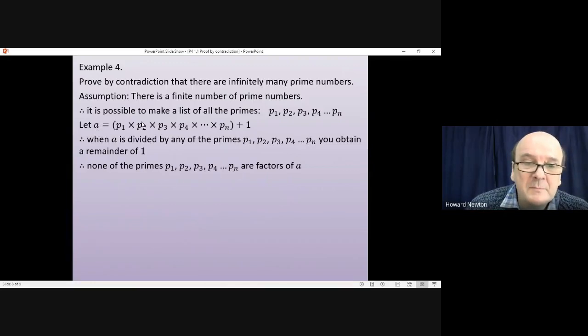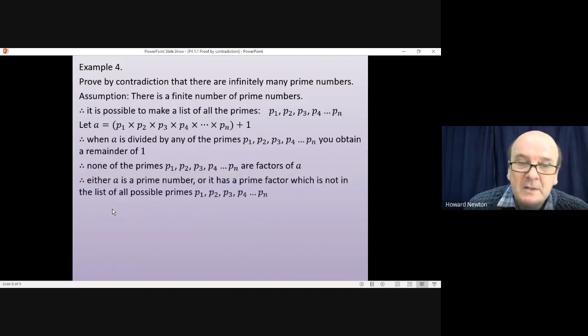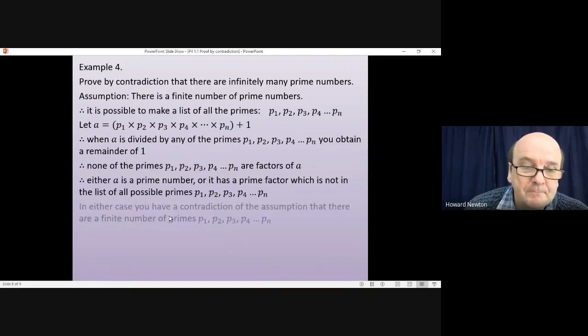Now, if none of the primes are factors of this number a, there are only 2 possibilities. The first possibility is that a itself is a prime number, which is why it doesn't have any other prime factors. The only other possibility is that you can factorize this number, and when you factorize it, it will have a prime factor, which again can't be in the list of primes P1 to Pn, because when you divide by those, you'll always get a remainder of 1 with this particular number. A little bit confusing, that.